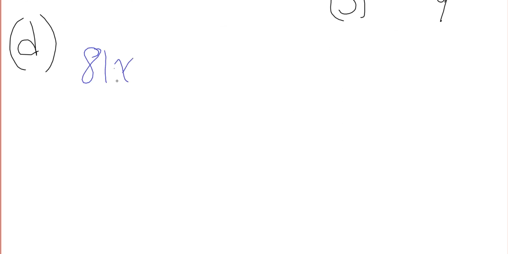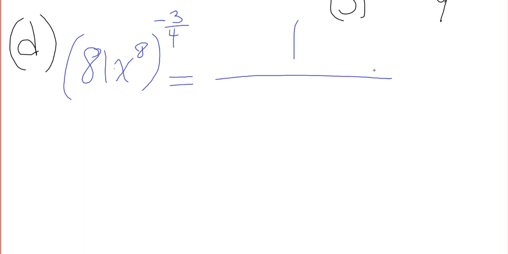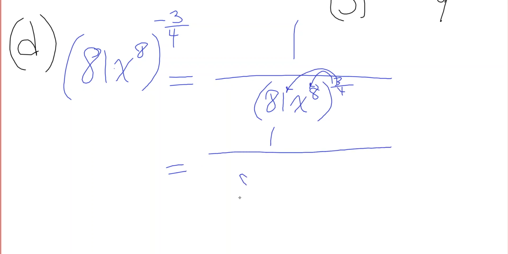81 x to the 8th to the negative 3/4. This one's going to be an adventure, but I believe in us. We've done harder things. So first things up, we're going to rewrite this as a positive. So 81 x to the 8th to the 3/4. Then let's go ahead and distribute our exponent in. So just make your fraction big enough to where you've got room to move. So I'll have 81 to the 3/4 times x to the 8 to the 3/4 power.